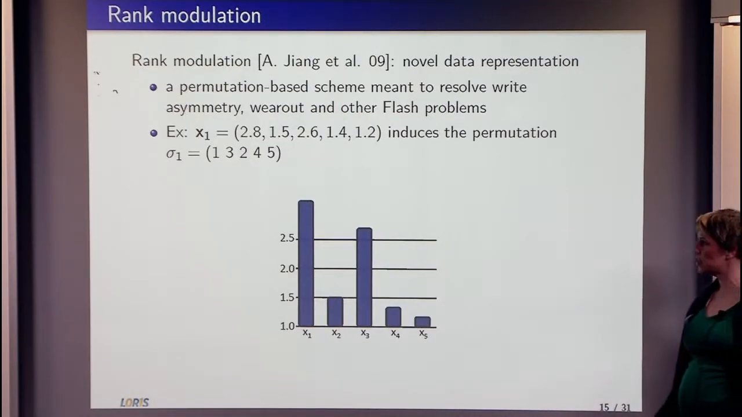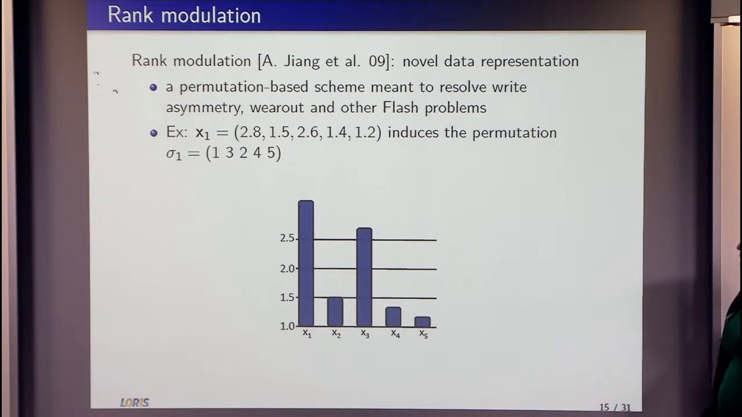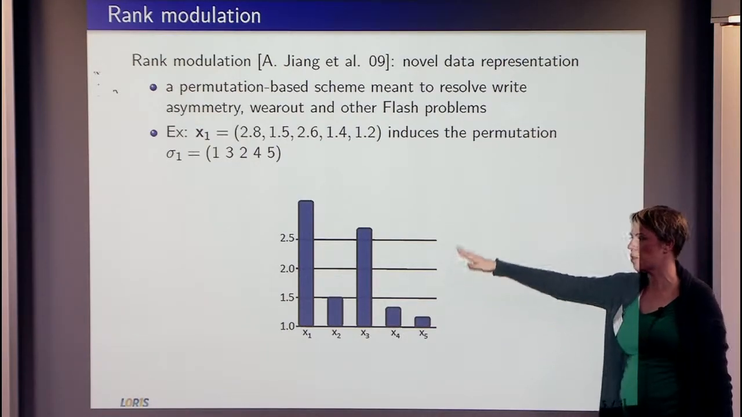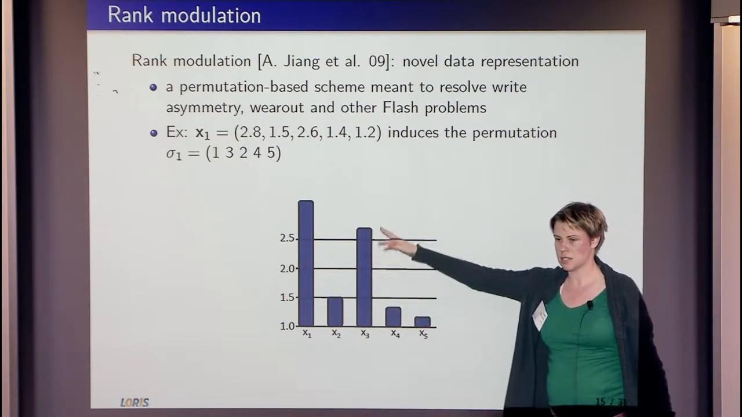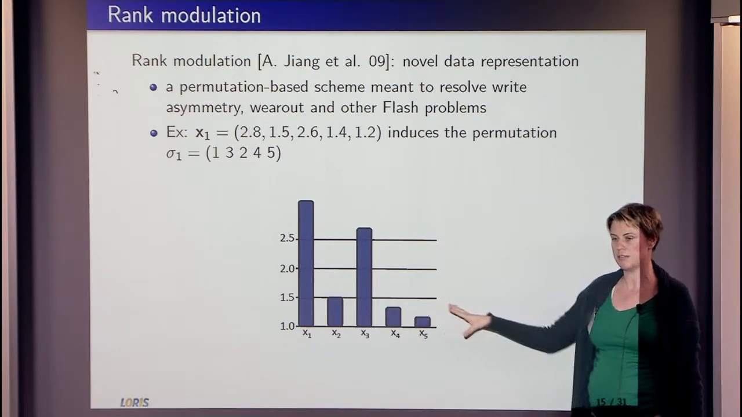Okay, here's another way of looking at things. Rank modulation is a new data representation. It was pioneered by Andrew Jiang. The key idea is that instead of representing values in absolute terms, which correspond to threshold voltages, you represent information in terms of their relative ranking.